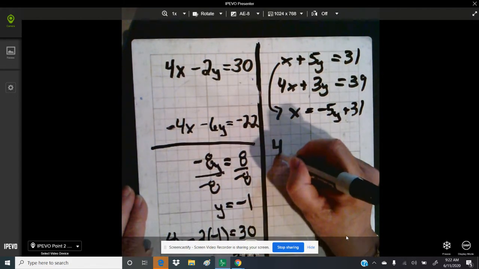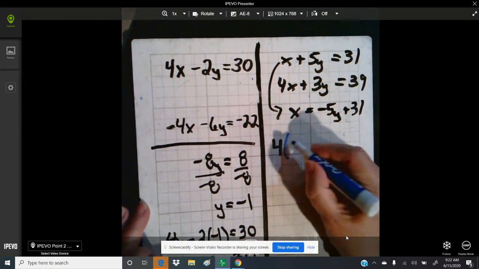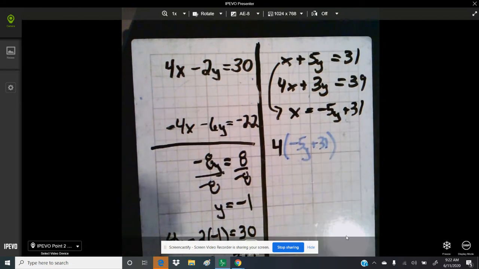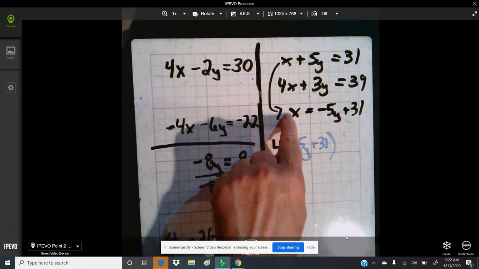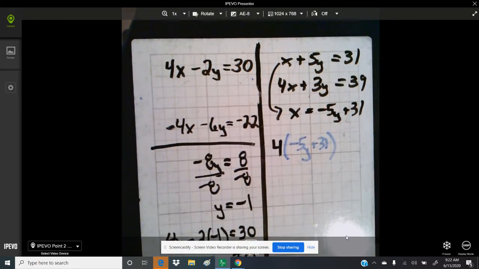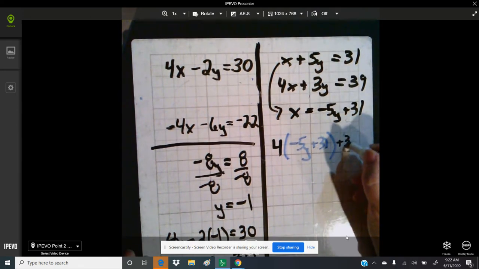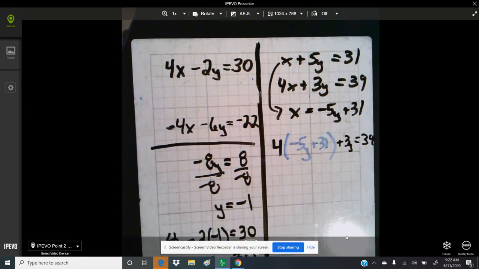So here I have the 4. Oh, I have an x. So now instead of writing x, I'm going to write -5y plus 31, because we've determined that -5y plus 31 is x. So I can just take this expression and plug it in for x. I have to continue the rest of the equation. Plus 3y equals 39. Now I just have a simple linear equation.